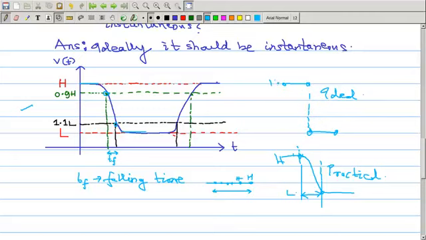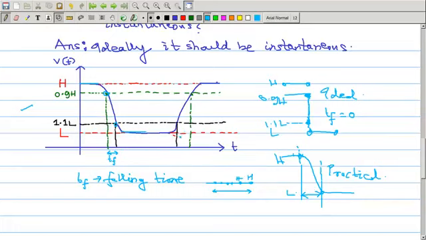So if this is your H, then what will be 0.9H? Something over here, you drop a perpendicular, so this is 0.9H, and if this is your L value, this value will be 1.1L. And what is the time interval between this point and this point? They fall under the same vertical line, so definitely the time interval over here is 0. So this is the ideal case, and this is the practical case, that if you drop the perpendicular, there is a finite time gap, and this is known as the falling time.